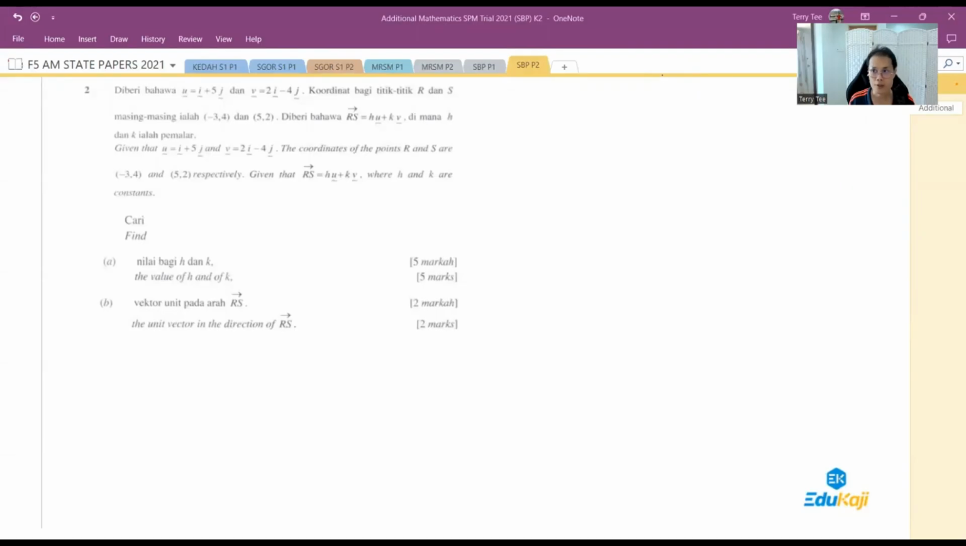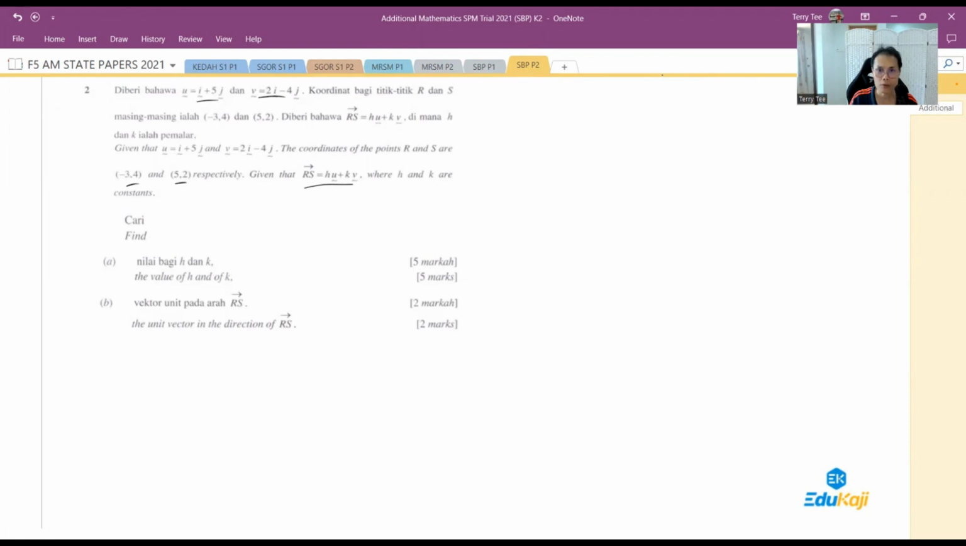Okay, moving on. This is question number 2. It is for chapter 8, vectors. Here we are given vectors u and v, and the coordinates of points R and S. They are given as -3, 4, and 5, 2. And also RS is hu plus kv. You're given vectors u and v, you're given the coordinates, so I think we can just substitute inside.